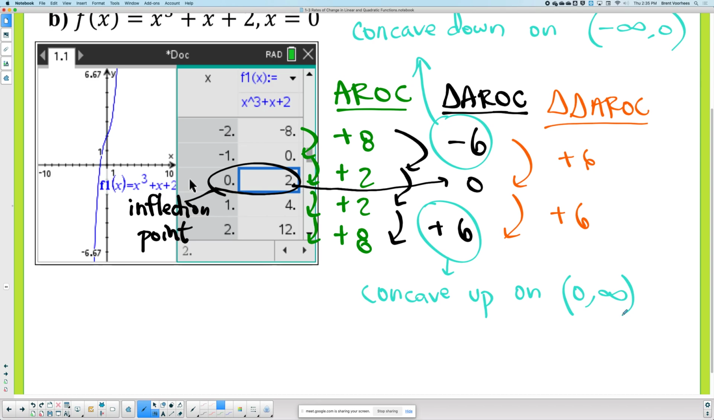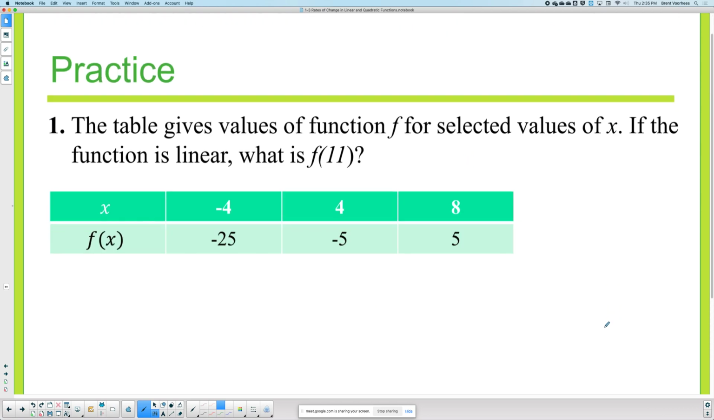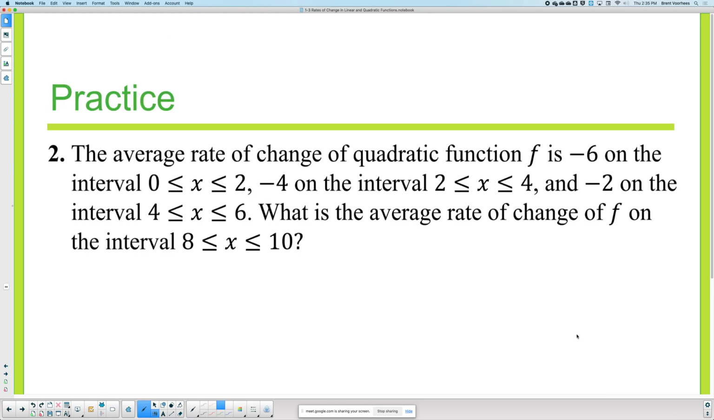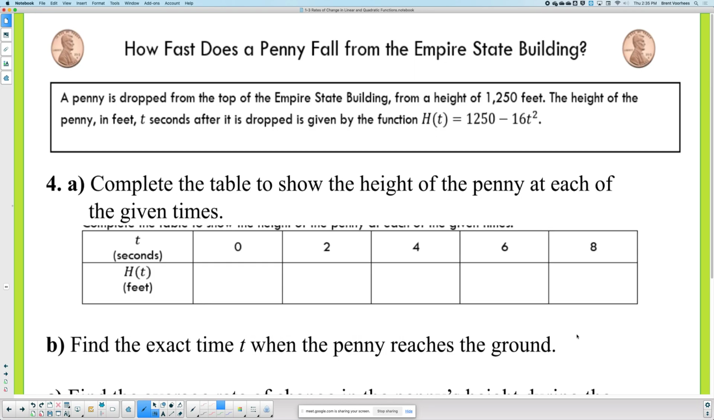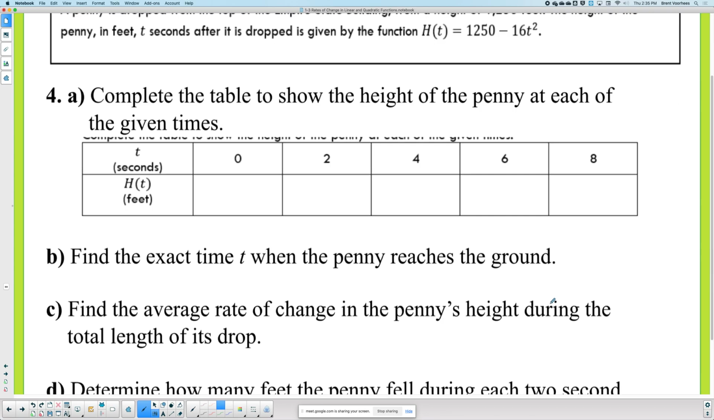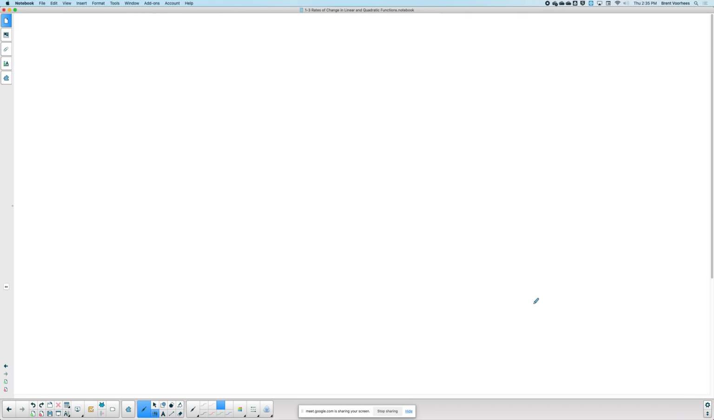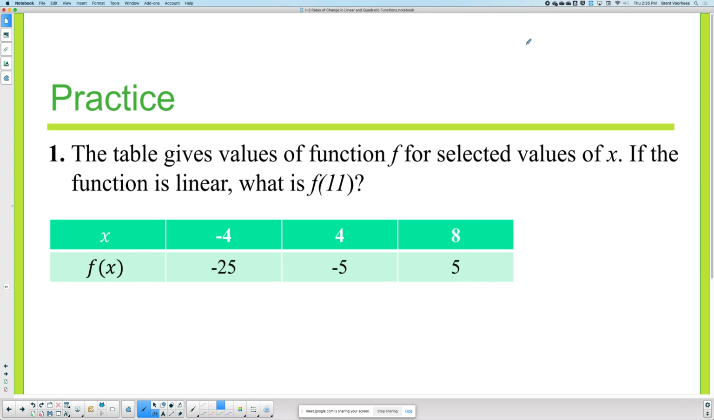All right. Wow. This time, I just jumped and gave you the table. I want you to find f of 11. Let's see, one practice, 2, 3, and 4, I think is what it is. Yeah, I got 4 for you to start on now. So work through these 4 problems. And I'll be around to help you out as we go.